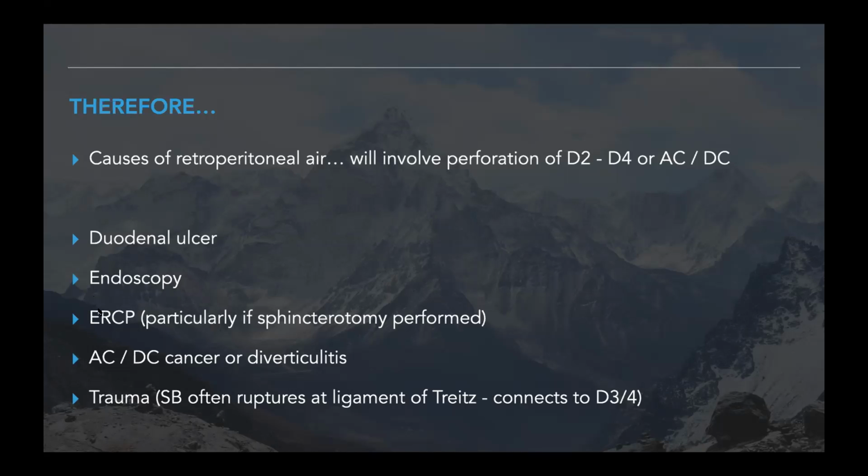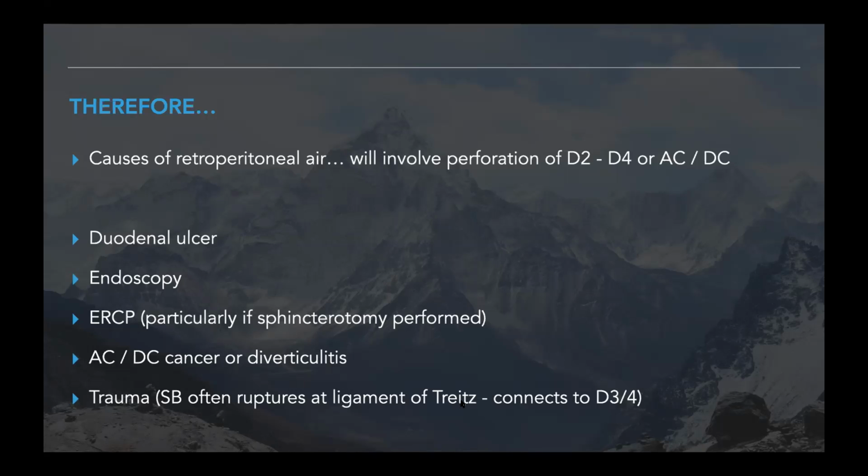ERCP, so endoscopic retrograde cholangiopancreatography, which is essentially the same as an endoscopy, but what they try and do is cannulate the ampulla of Vater, which is where the main pancreatic duct and the common bile duct empty into the duodenum. So they go down with an endoscope and then try and insert a small device through the ampulla to perform biliary interventions, usually for gallstones, but there are lots of reasons why they might do this. And the risk of perforation is higher with ERCP, particularly when they perform something called a sphincterotomy, which is where they try and open up the ampulla. Anything that perforates the ascending or descending colon will give you retroperitoneal air, and it can also happen in trauma.